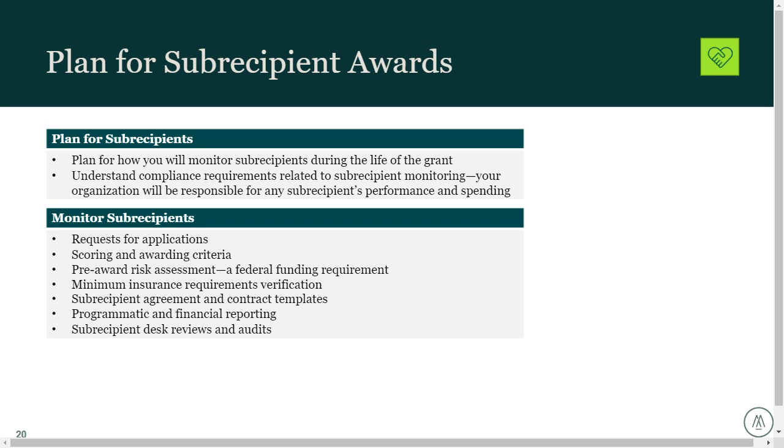How do you get applications? How do you award them? How do you do a pre-award risk assessment, which is a requirement of federal funding? Doing the suspension and debarment checks, if applicable, specifically with federal funding. Making sure that minimum insurance requirements and verifications are done if there are heightened insurance requirements associated with the funding. That you have a subrecipient agreement template in place that outlines the reporting periods, the reporting requirements, and any other applicable requirements that you're going to place on them, and then a plan in place for desk reviews and audits as necessary.